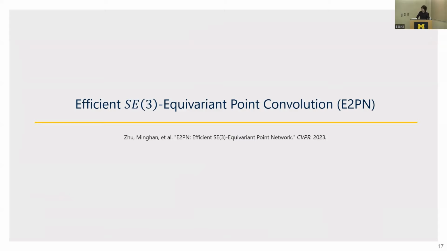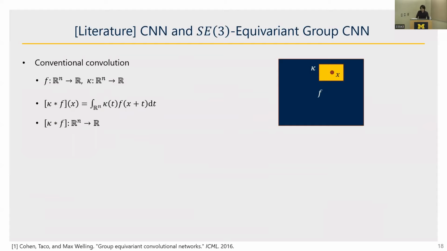Efficient SE3 equivariant point convolution, or E2PN. We're all familiar with CNNs, so let's start with it. For CNNs, the input and kernels are both functions over Rn, the Euclidean space. And then the convolution is also integration over the Euclidean space. The output function, the same, is a function defined over the Rn space. And such a convolutional layer is equivariant to translations in the Euclidean space. Therefore, it is a good starting point to realize SE3 equivariance.